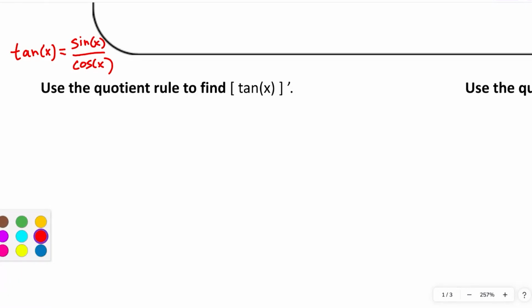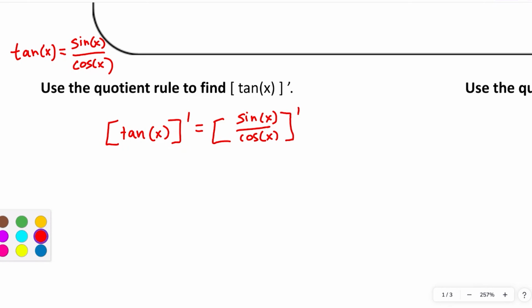It's the ratio of sine to cosine. So if we think of tangent as sine divided by cosine, the derivative of tangent should be the same as the derivative of sine over cosine. And so now you can see why the quotient rule might be appropriate. Yeah, so let's run through our quotient rule here.